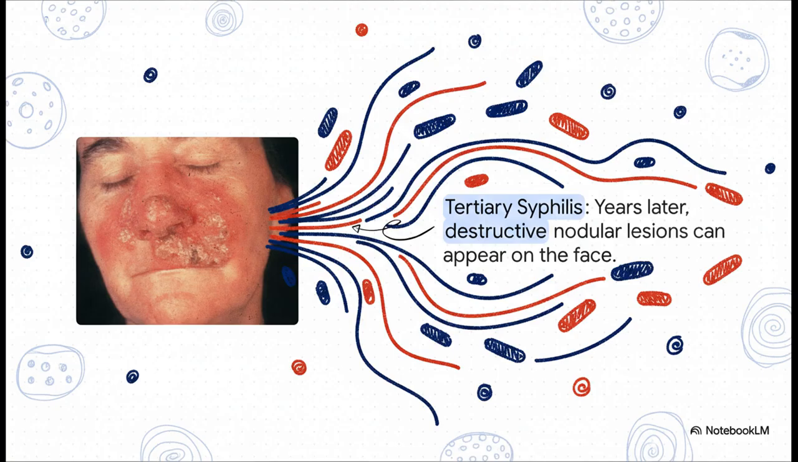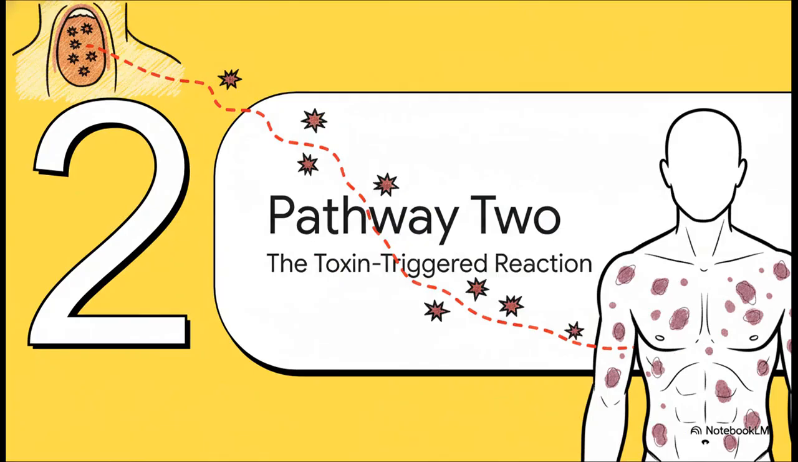3 completely different faces, all caused by the same bacteria, sitting right there in the skin. All right, let's move on to our second pathway. Now, in this case, the germ isn't actually in the skin. Instead, it's hanging out somewhere else in the body, maybe your throat, and it's pumping out toxins. These toxins then travel through the bloodstream and trigger a very, very specific kind of rash.